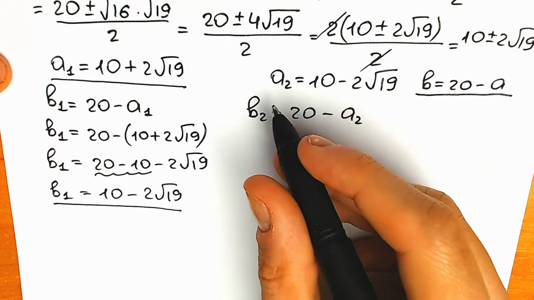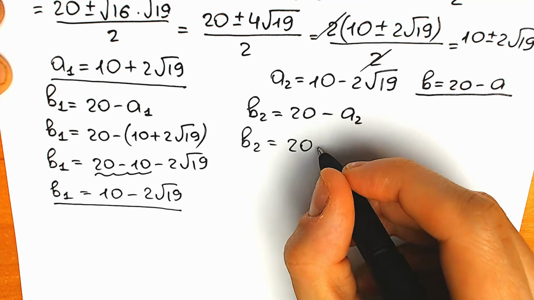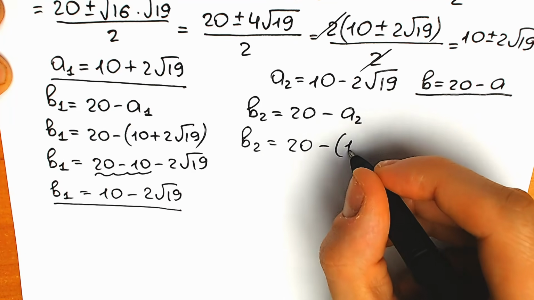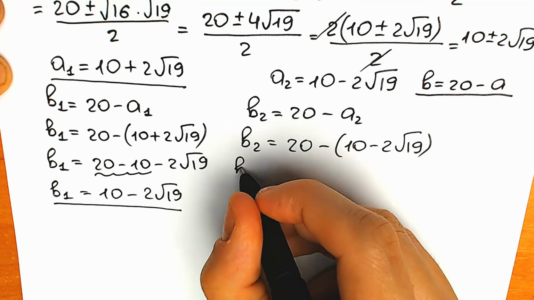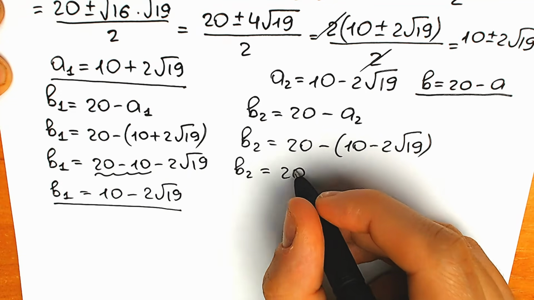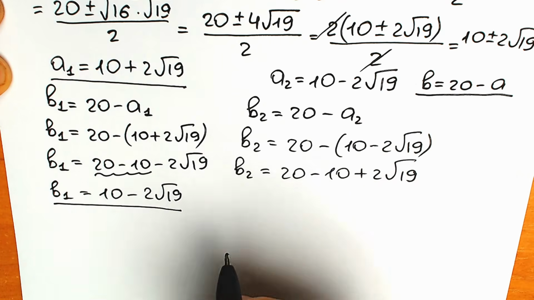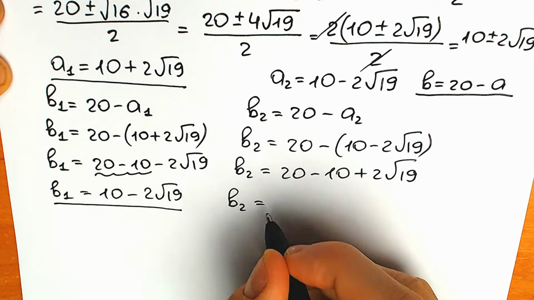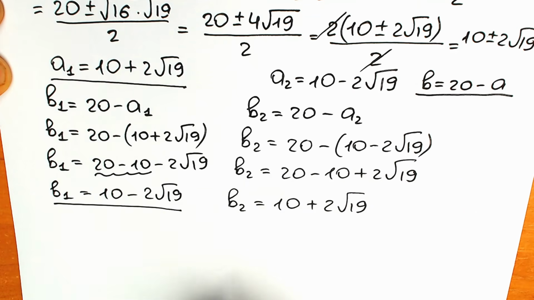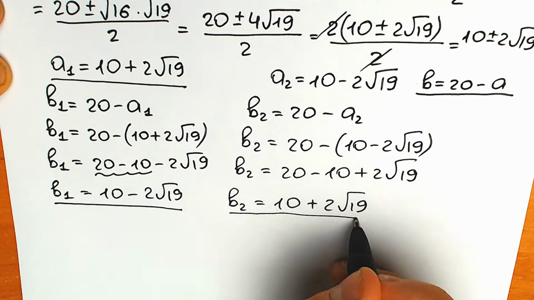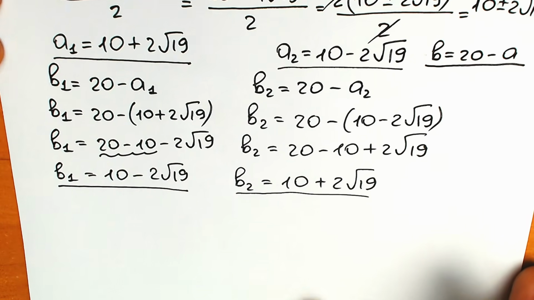We also need b second. So b second equals 20 minus a second, equals 10 minus 2 square root of 19. So b second equals 20 minus 10 plus 2 square root of 19. And from here b second equals 10 plus 2 square root of 19. Really great. So we have b second and we have a second. So we have absolutely the same symmetrical roots.